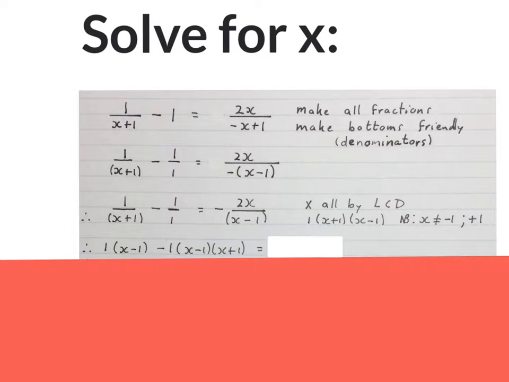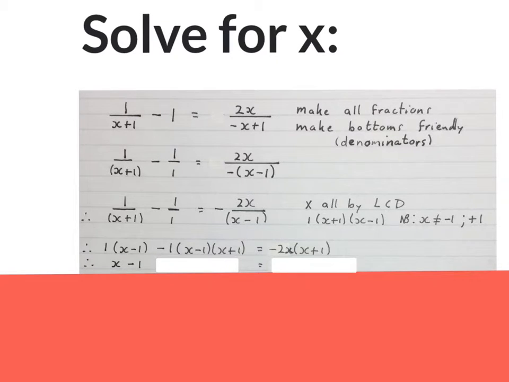Then you times your LCD with this term. You put down your minus 2x that came from there. You cancel the x minus 1 with the x minus 1. You still have to times by the x plus 1, which you put next door here. Now we just simplify this and simplify that.